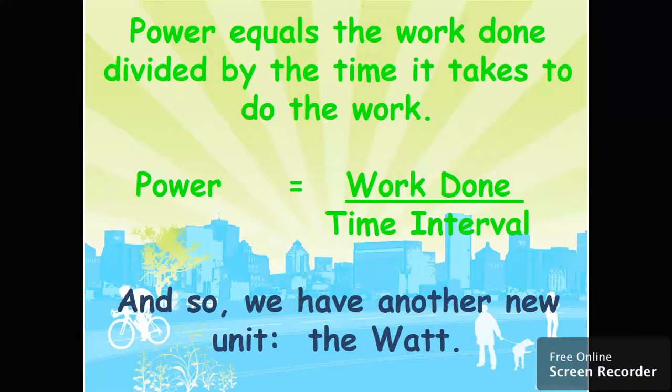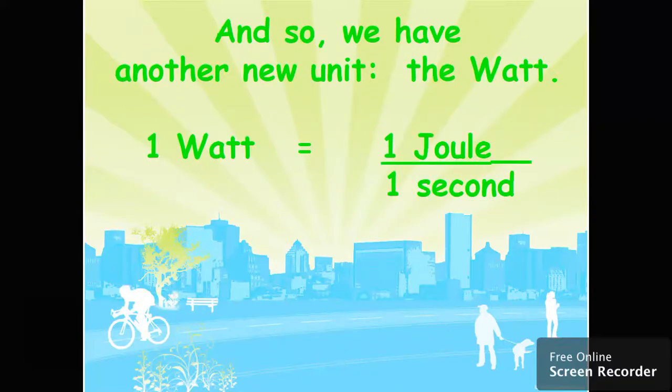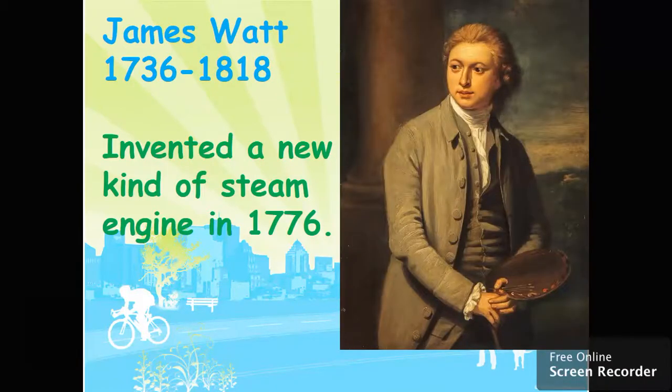And so we're going to use power to measure things. And then if we're measuring it, we have to have a unit for it. And so we have another new unit, the watt. 1 watt equals 1 joule per second. Now we could just say joule per second when we're talking about power, but instead they had to take joule per second and name it after somebody because that's what they do in science. And that somebody they named it after was James Watt.